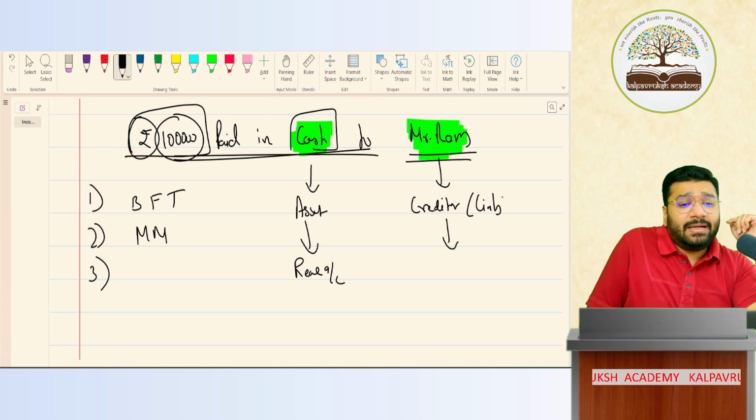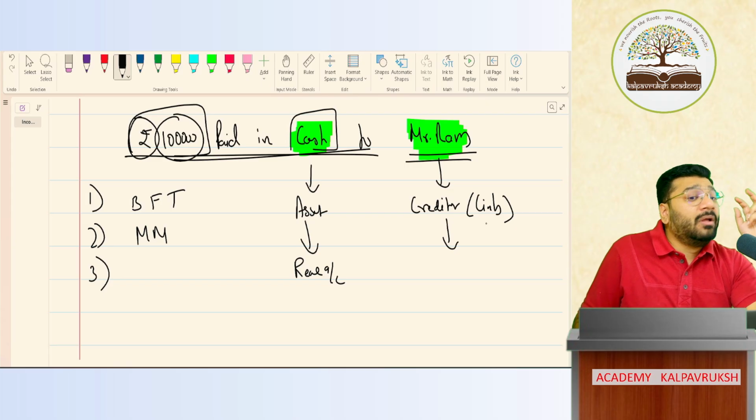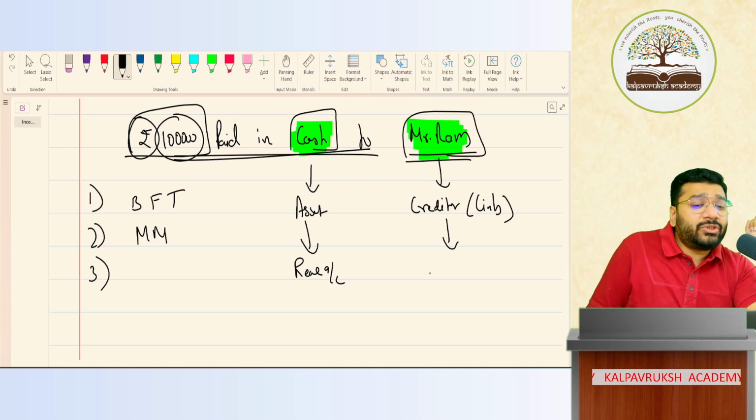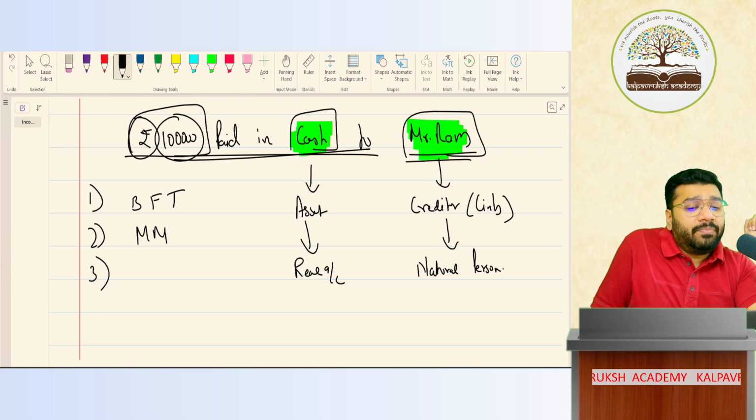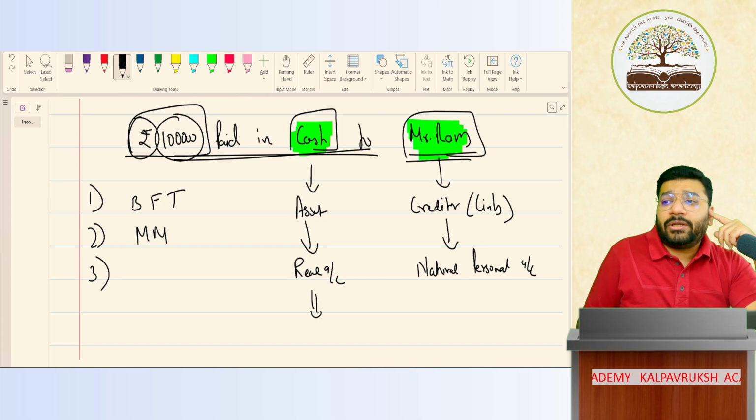Creditor, liability will go to personal account. But now Mr. Ram is natural, artificial, or representative? He is natural. So it is a natural personal account. Got it? Not got it? Now in real account, what is the rule that you have to follow?